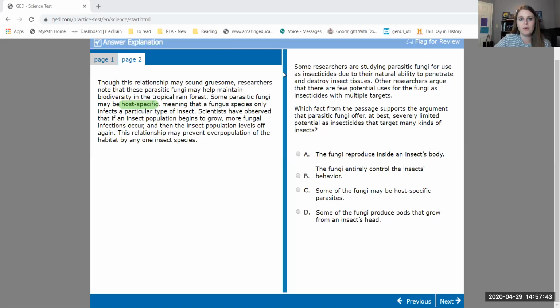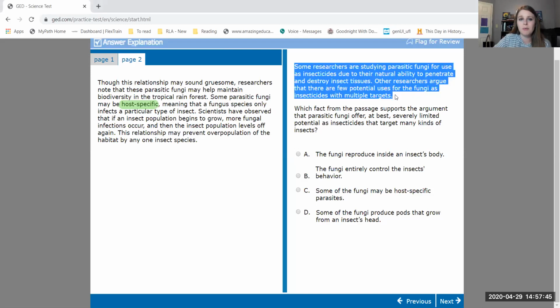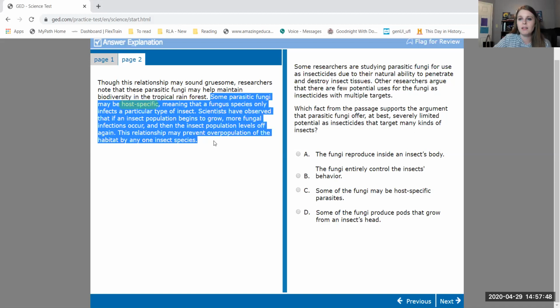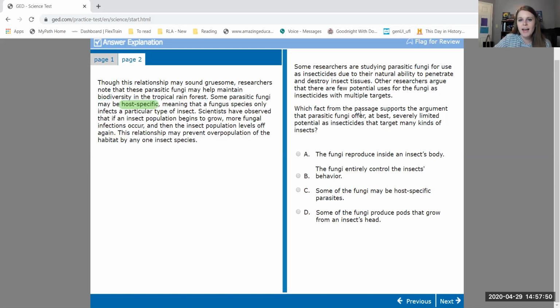We go back to the question and we notice here, it actually gives us some of the passage again, which is just from this section here. So again, which fact from the passage supports the argument that parasitic fungi offer, at best, severely limited potential as insecticides that target many kinds of insects? Basically, why does this fungi make for a bad insecticide? So letter A, the fungi reproduce inside the insect's body. That's a true sentence. It's from the passage, but does it really matter where it's reproducing?